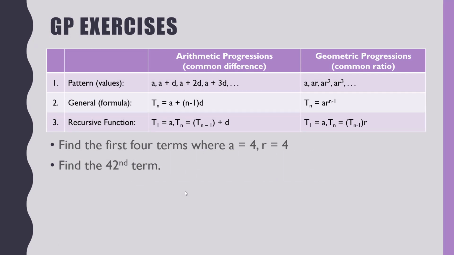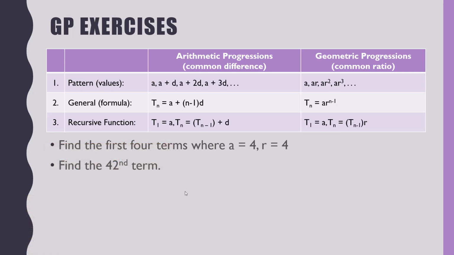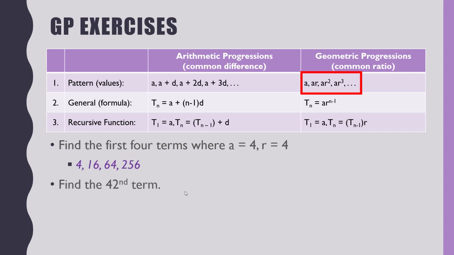Let's take a look at a couple exercises here. We want to find the first four terms where a is 4 and the ratio is 4. So pause the video and see if you can figure that out. I could use the pattern. We know the first term is 4. What's the second term? 16, because it's a times the ratio. What's the third term? 64. We just keep multiplying by 4, so using that pattern, the first four terms will be 4, 16, 64, 256, just multiplying it out each time.